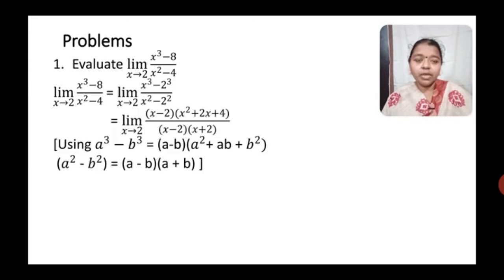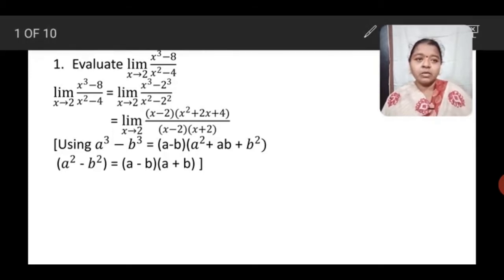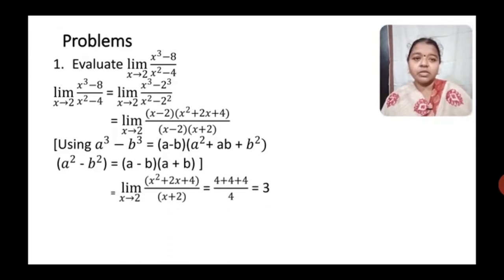So when I do that, the simplified part in the numerator becomes x minus 2 into x square plus 2x plus 4. That is, we substitute a is equal to x and b is equal to 2. In the denominator, a is equal to x and b is equal to 2. So later on, after this, the next step is x minus 2 gets cancelled in the numerator and denominator. We are left with limit x tends to 2, x square plus 2x plus 4 divided by x plus 2.